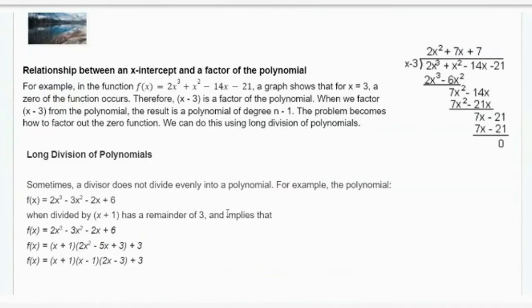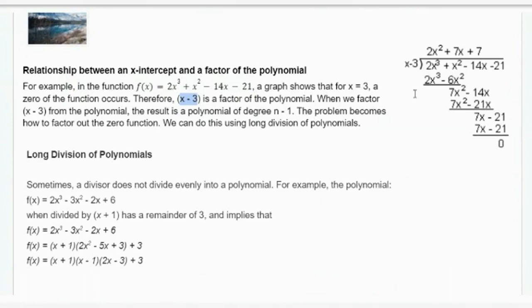All right, let's talk about the relationship between an x-intercept and a factor. So it gives us this function right here, f of x equals 2x to the third plus x squared minus 14x minus 21. And a graph shows that at x equals 3, that's a 0. So it crosses the x-axis at x equals 3. So we know that's a 0 for this function. That would mean x minus 3 is a factor. If x equals 3 is a 0, x minus 3 is a factor. So we can factor that out, which they've done over here with long division.